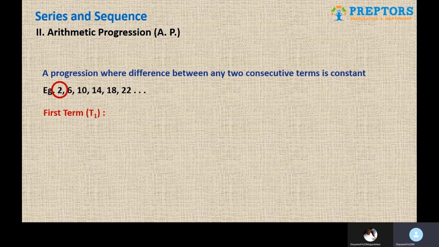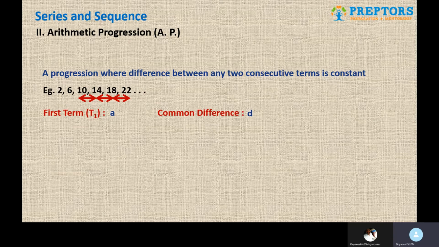The terminologies: the first term is also called T1, also called small a. The common difference is called small d. In this case it is 4. And then suppose somebody asks me, if this is the series, this is the AP, tell me what is the 30th term of the series. Now obviously I can't manually keep adding 4 every time and get my answer, right? That will take too much time.